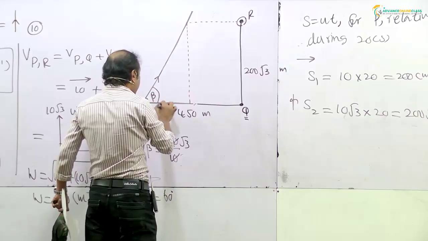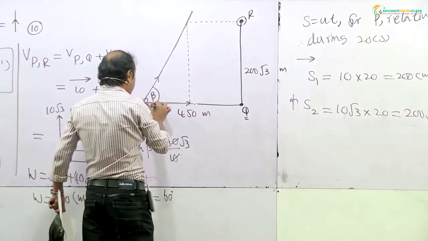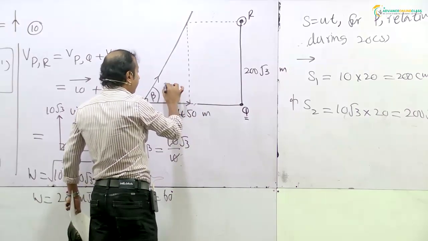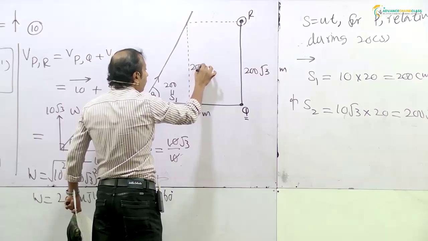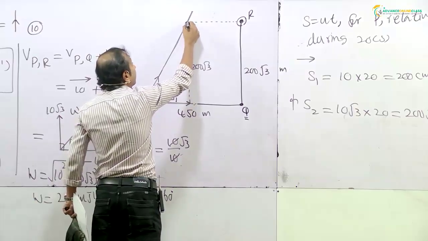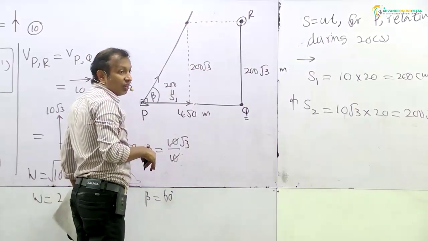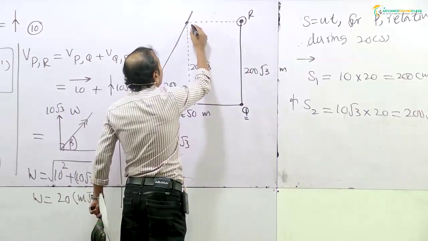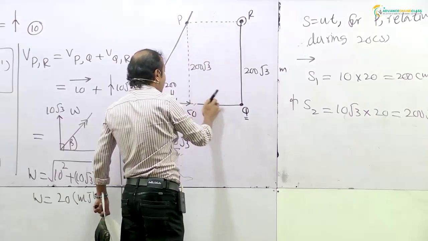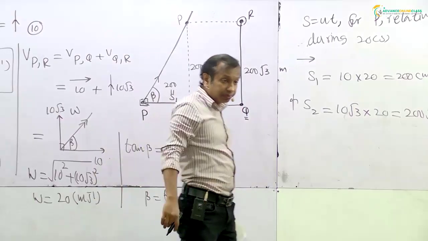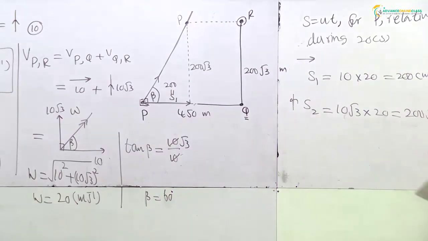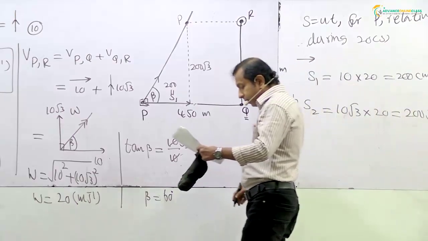Okay. This is S1. Right. 200. This is 200 root 3. After 20 seconds, where is P here? What's the distance? After 20 seconds, when P is here, the distance between P and R going to be what? This length, no? 250. 250. Yes or no? 250. Yes. Right. Then marks come in like this.